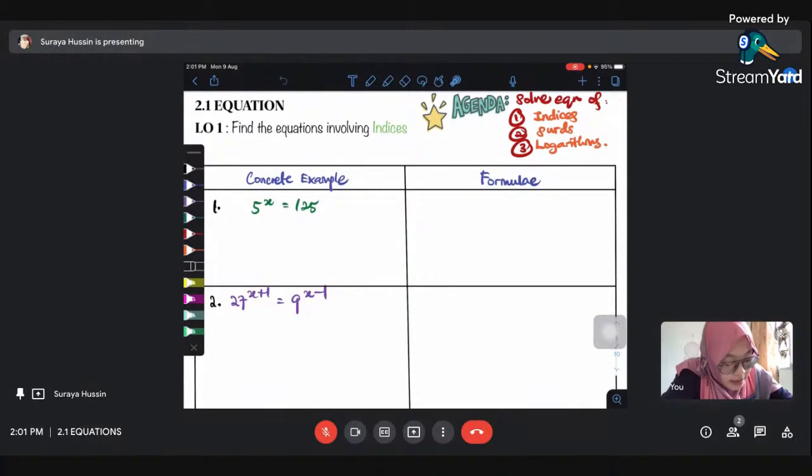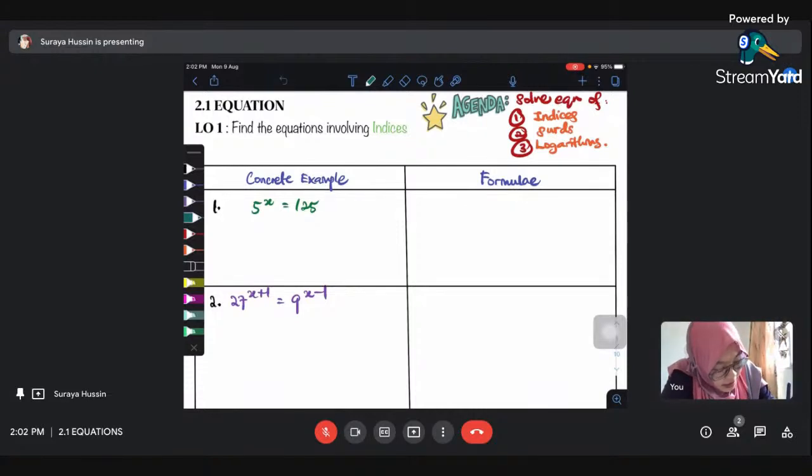Okay, so let's start with the first LO. The first LO is literally the indices. The second LO will be the surd, solving surds, and the third LO will be the solving logarithm equation. Okay, so now let's start with the very first LO, iaitu kita nak solvekan indices.